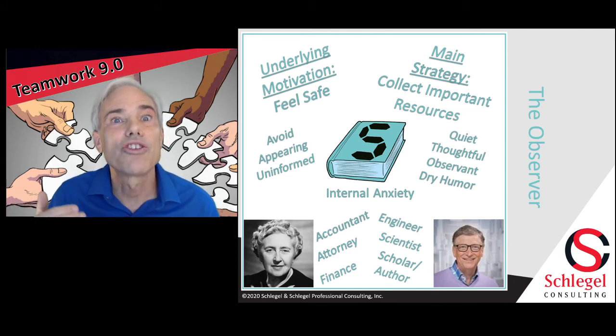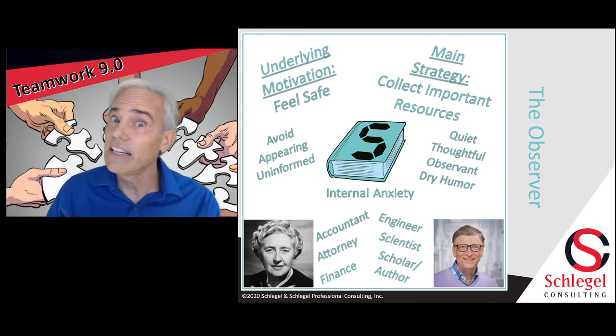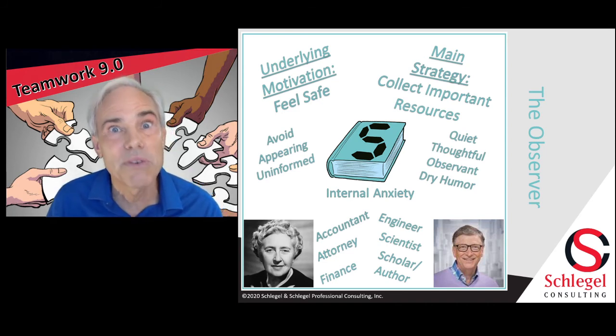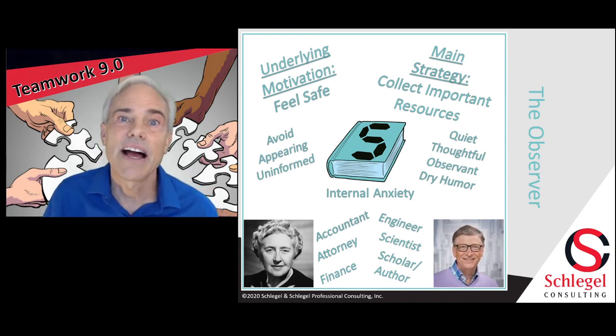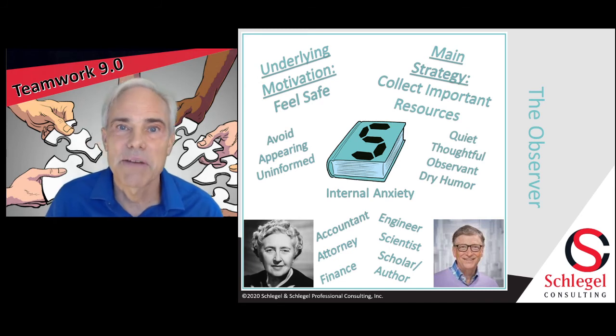And they're drawn to roles in which they can collect a lot of information. They tend to be very cerebral types of roles. And I think Agatha Christie and Bill Gates both represent that type 5 dynamic.